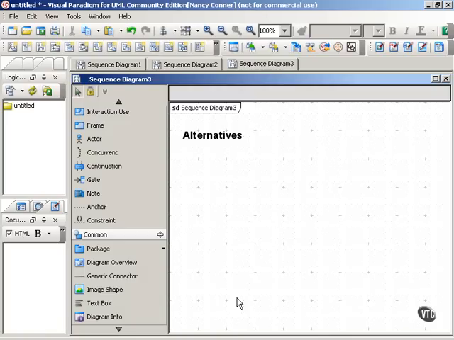Thanks to interaction frames, you can use if-then-else logic in a sequence diagram. The ALT operator in an interaction frame lets you show alternative message sequences, different messages, different interactions that will take place depending on which condition is met. Note that these alternative sequences are mutually exclusive.